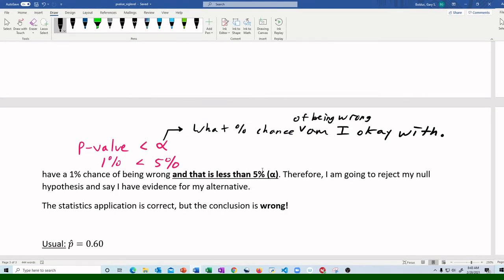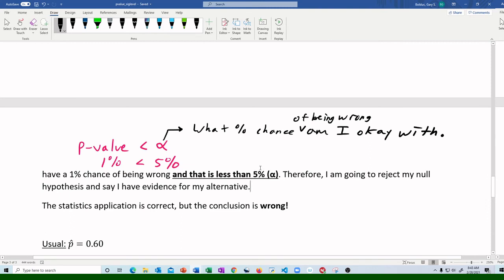What are the consequences of each decision I could make and being wrong about each decision? There's only 2 decisions you can make. Null is plausible, reject the null. And so you need to think to yourself, if I'm wrong with either of these, what's the consequences? And then from that answer, you can start thinking about what alpha should be.